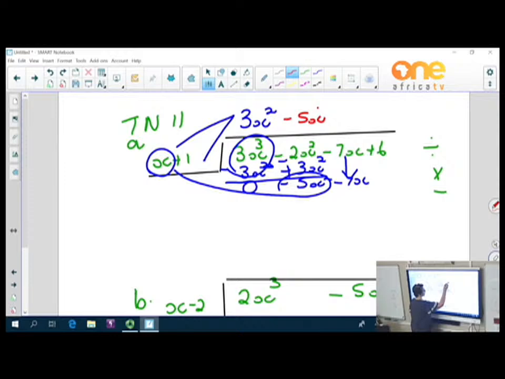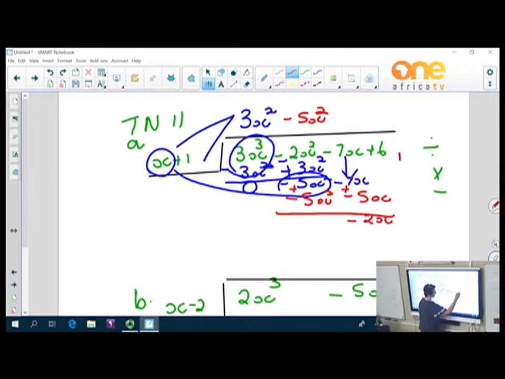Negative 5x times. Multiply. Negative 5x squared, if we multiply here, negative 5x. We subtract, so we change the second signs. Negative 7 plus 5 is negative 2x. You bring this one down, plus the 6. We divide again, so it will be negative 2.